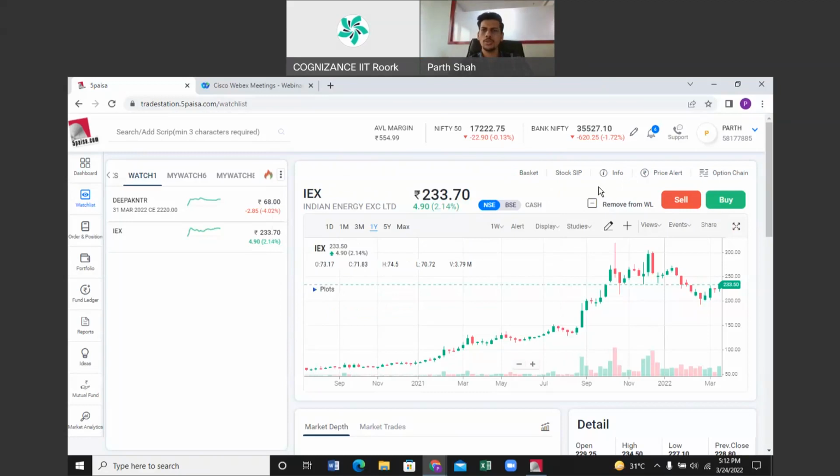Then you can also use these basket orders for deploying some option strategies, or futures and options strategies, or arbitrage strategies. Multiple things can be done with respect to basket orders.